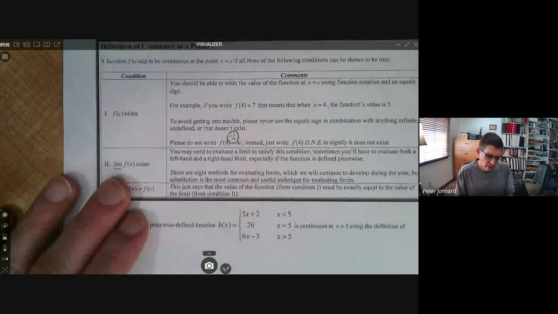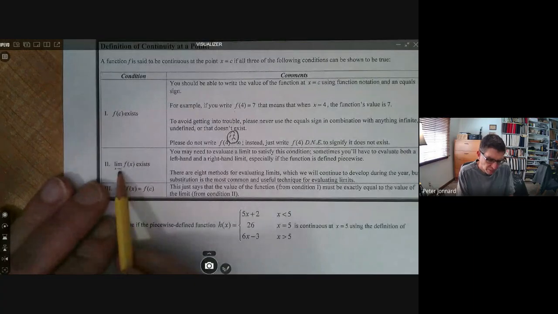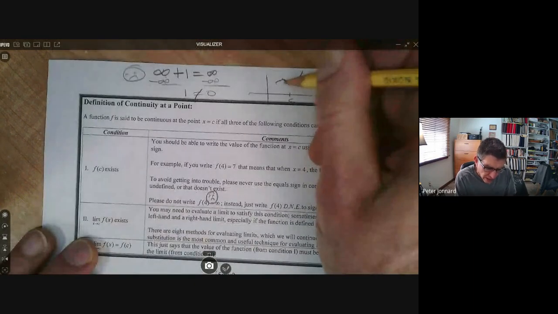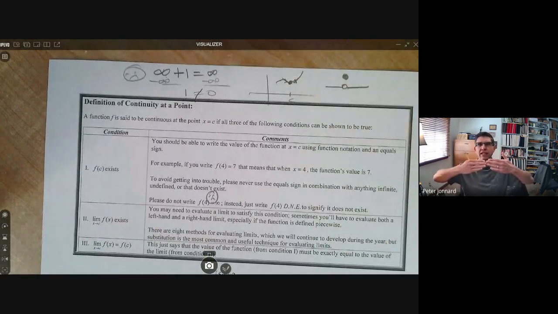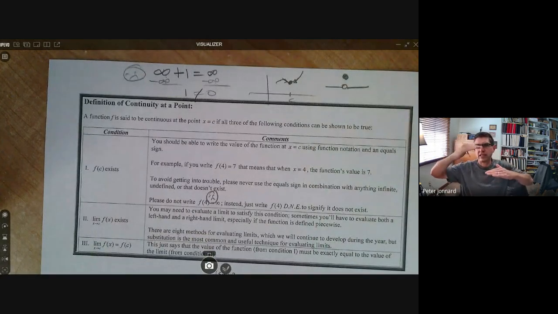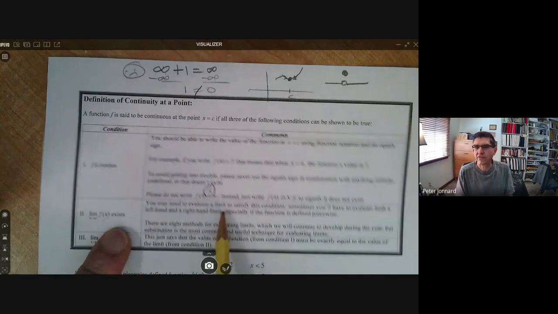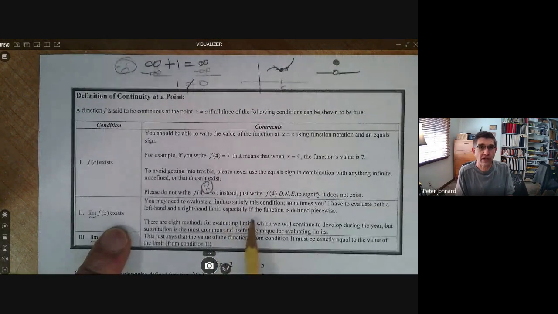Okay. All right, second condition is that you have to show that the limit as x approaches c, so when you approach from the left and when you approach from the right, does in fact exist. If they're different, that limit doesn't exist, okay? And so you may need to evaluate the limit to satisfy it. And sometimes you have to do both a left and a right-hand limit.